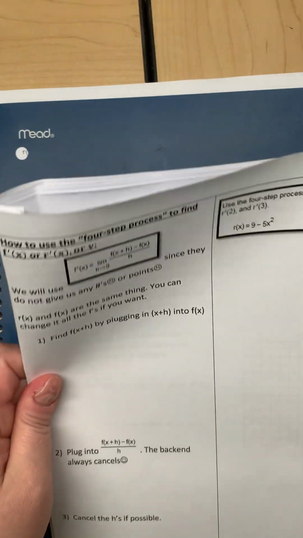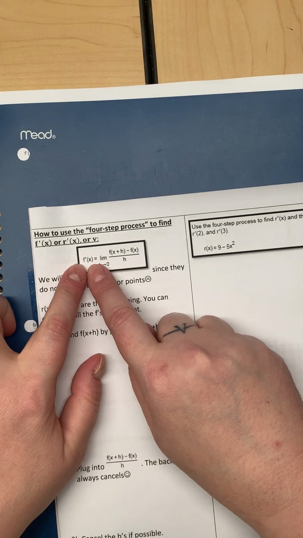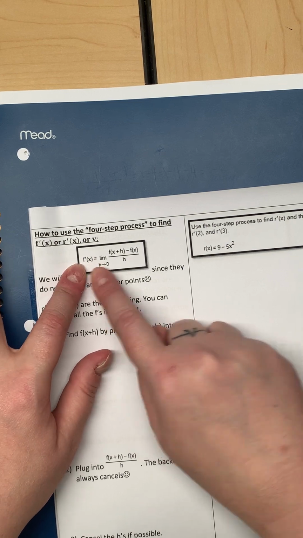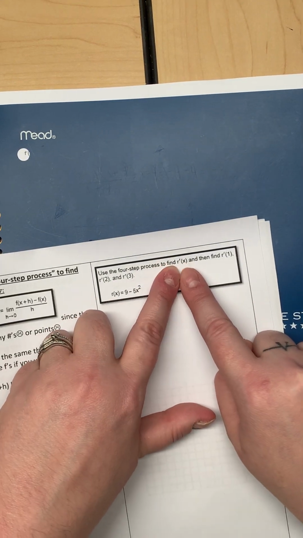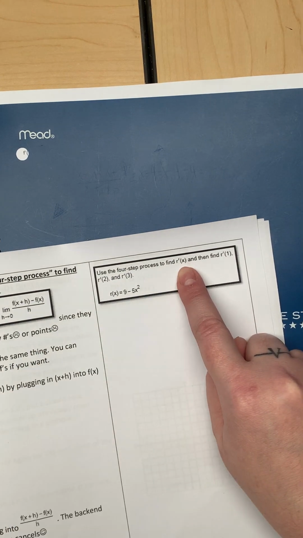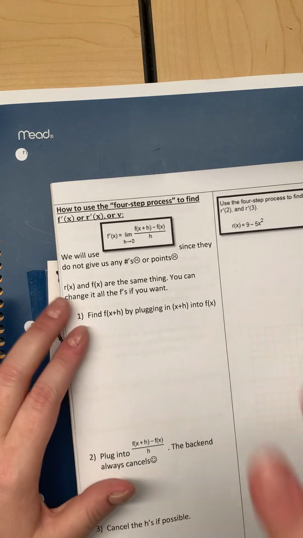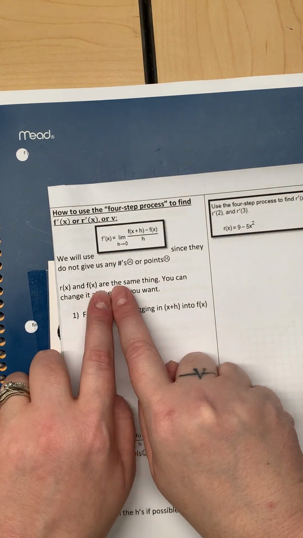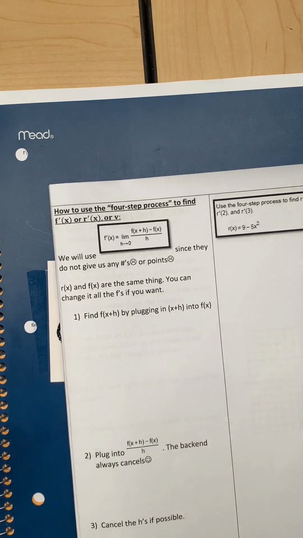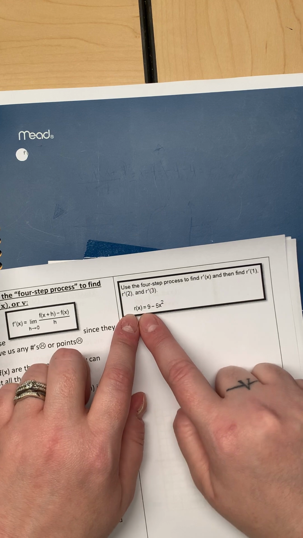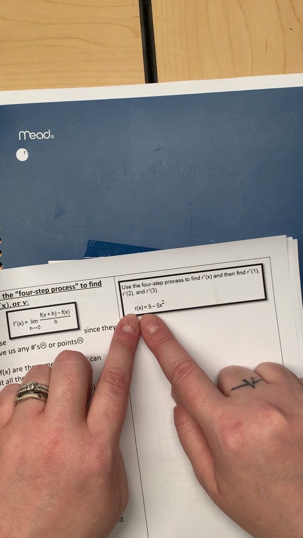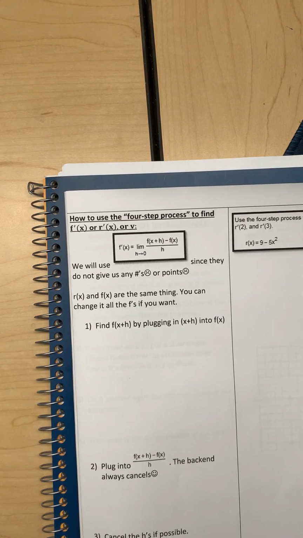Okay, anyway, so first off, this formula has an f prime x, and we're asked to find r prime x, but that's the same thing. In math, f of x, r of x, g of x, it's all the same thing. It just means y equals. It's just a different way to label equations. This R probably stands for something like revenue or some kind of businessy thing we're going to talk about later. Okay, so anyway, the first step is to find f of x plus h by plugging in x plus h into f of x. What the heck?